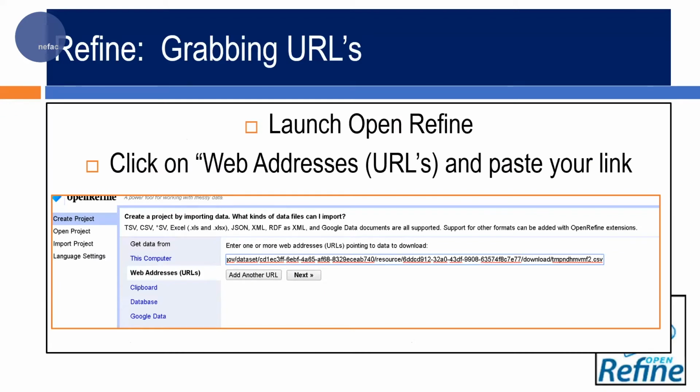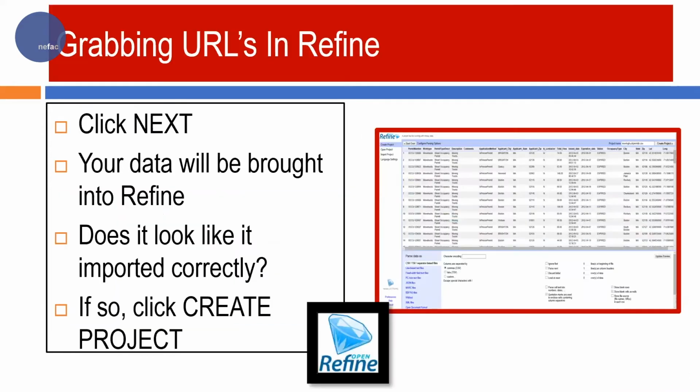And then when you open Refine, it asks you, where do you want to get data from? We can get it from our computer, which we're going to do in a second, but we can also get it from web addresses, Google data. You could bring in a database. If you were working on cleaning data and then you saved it and stopped, you can go back to it later by opening up a project. We're going to be creating a project today. But once you paste the URL address into the address bar here, you just click Next, and your data will import in.